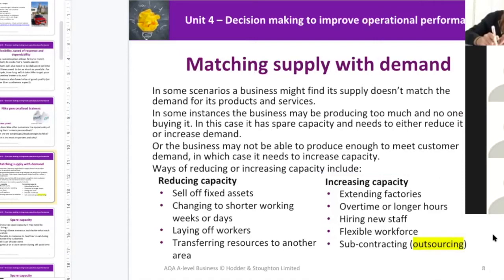Okay, so do we understand on this page, there are two ways to match your supply with demand. If your demand is very low, we reduce the capacity, we reduce the supply. If your demand is really high, we need to increase the capacity just to meet your demand. Do we understand this concept now? Basically, you're just producing more to meet the demand. If your demand is very low, we're just reducing the supply. Any questions?